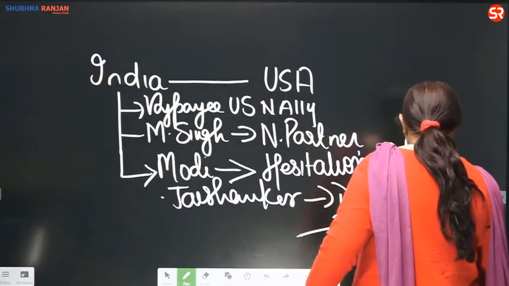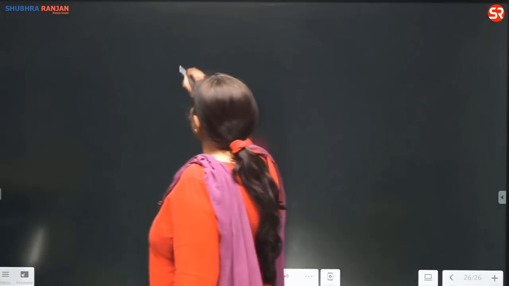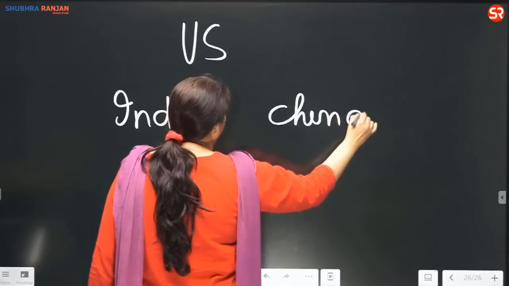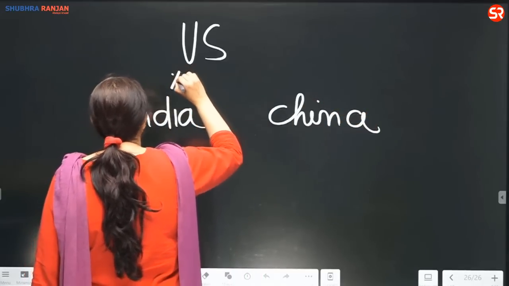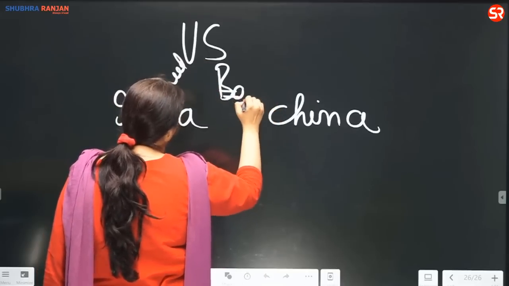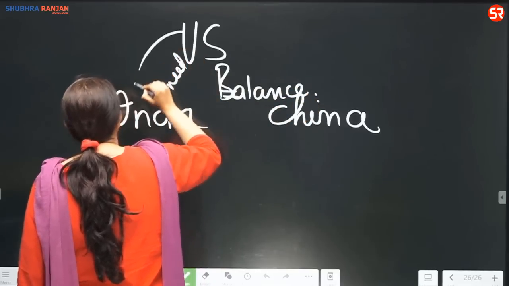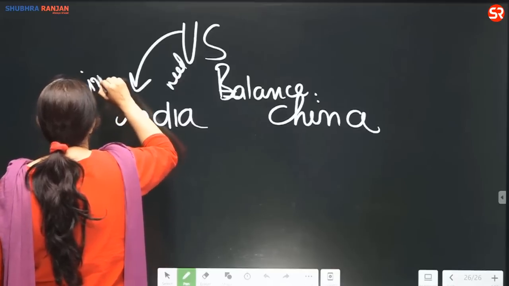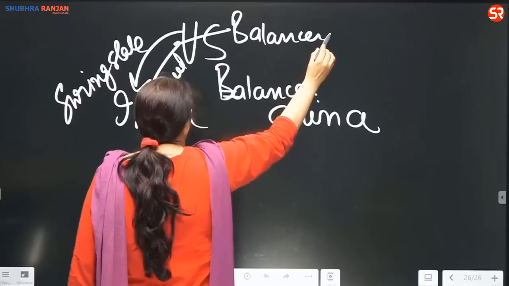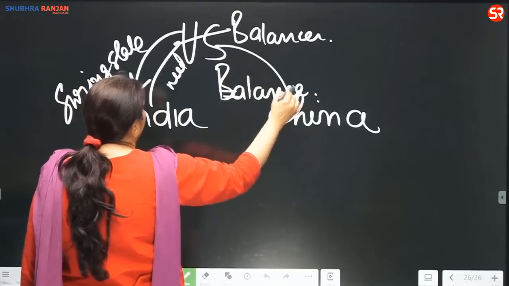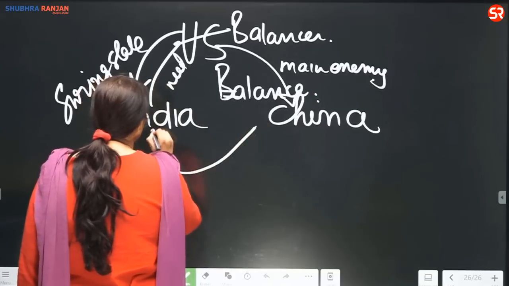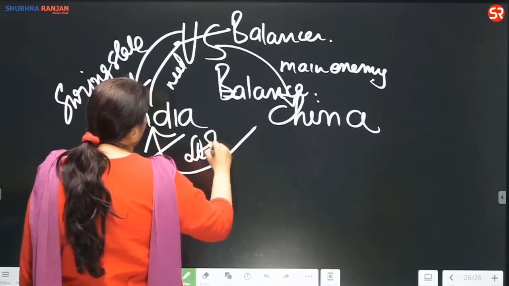Fine. Now, let us have a view on the US-India-China triangle, where India needs the US to balance China. The US sees India as an ideal swing state. India sees the US as a balancer. And China sees the US as its main enemy, and China sees India as acting as a lieutenant of the USA.